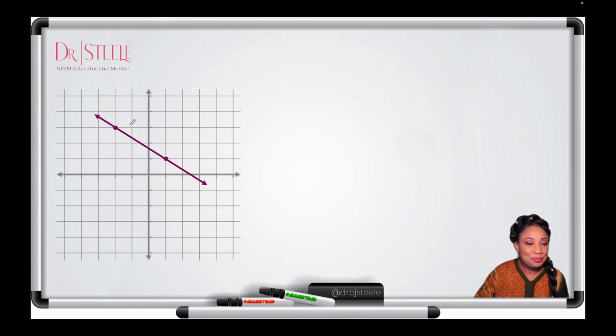Okay, welcome back. So we're going to go from this point to this point. I'm going to go down 2 and over 1, 2, 3. So the slope for this is negative 2/3.